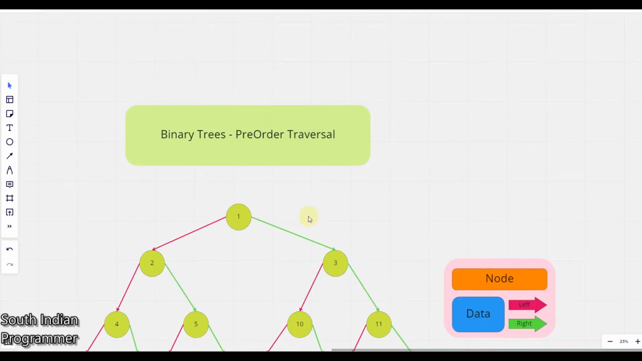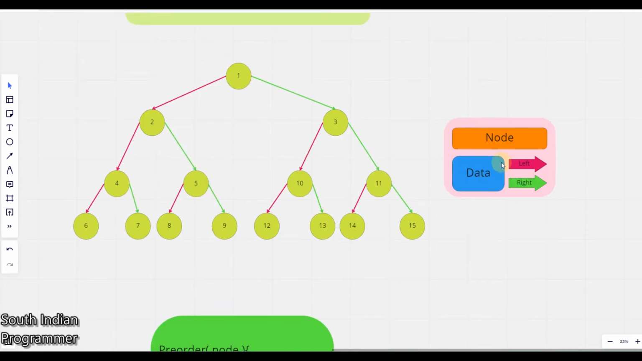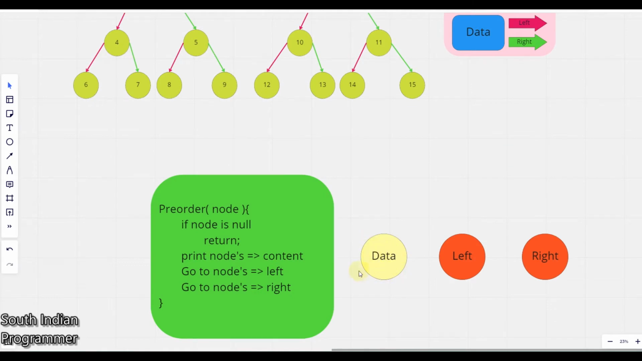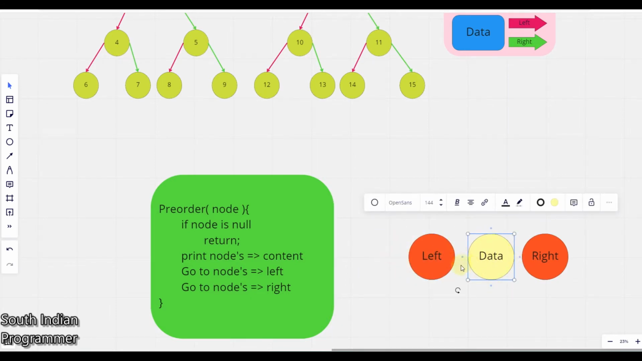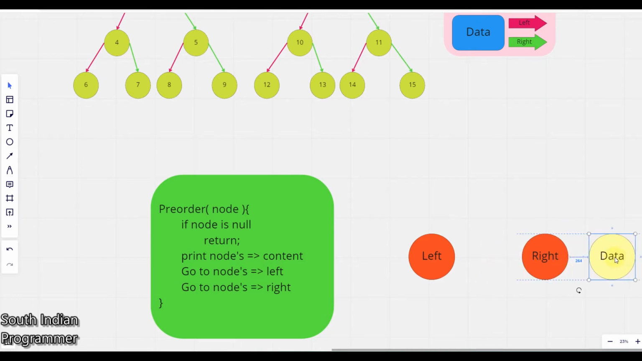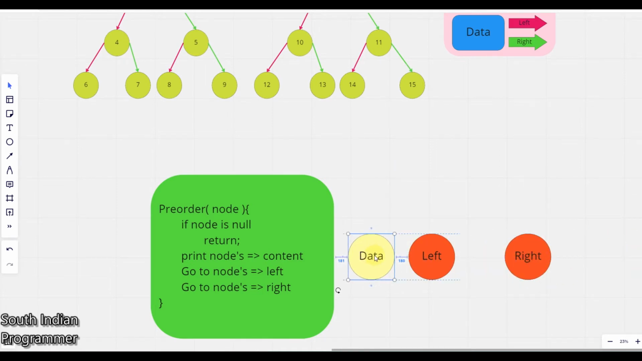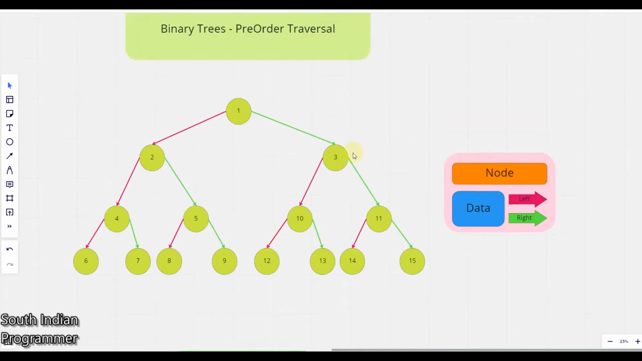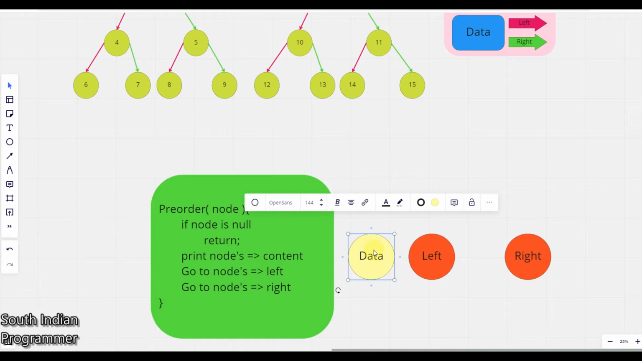What is pre-order traversal? These traversals are based on the data. Where the data is placed decides what kind of traversal it is. If the data comes at the front, this is called pre-order traversal. If it lies in the middle of left and right, then it is called in-order. If it is at the end, after left and right, this is called post-order traversal. It all depends on where this data is.